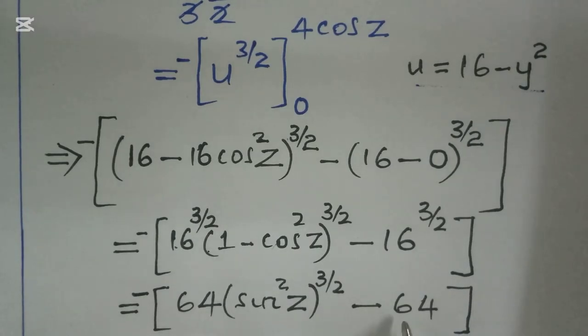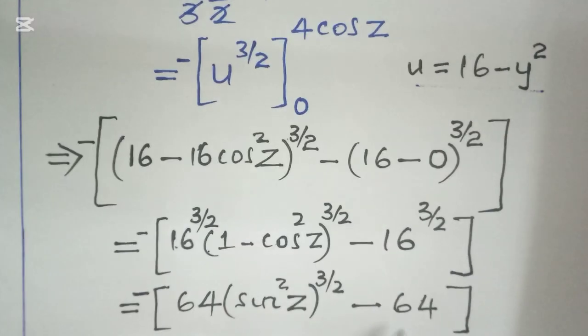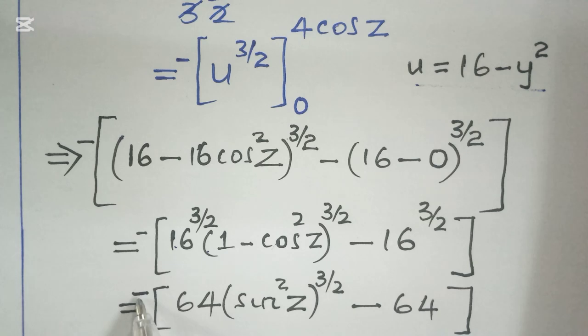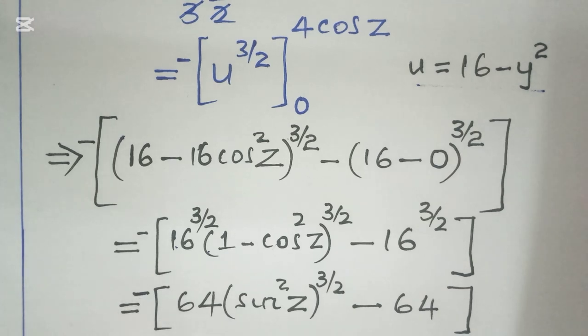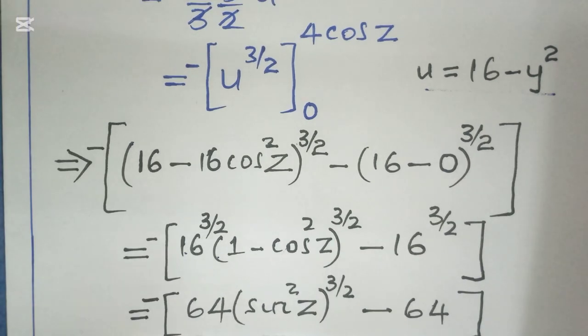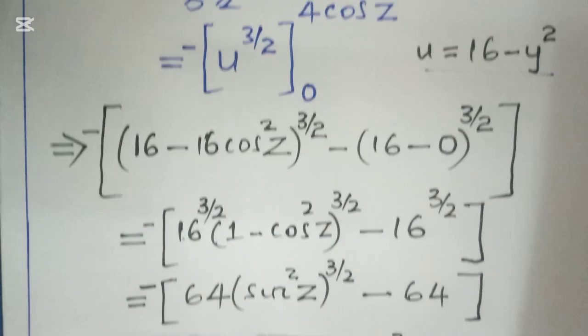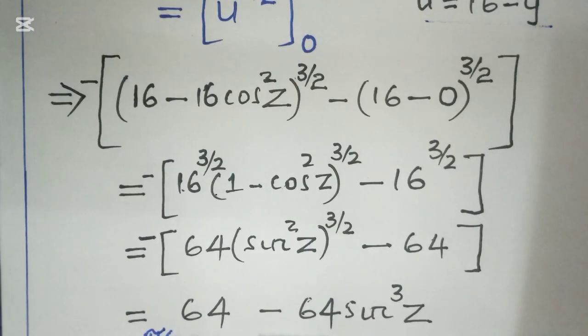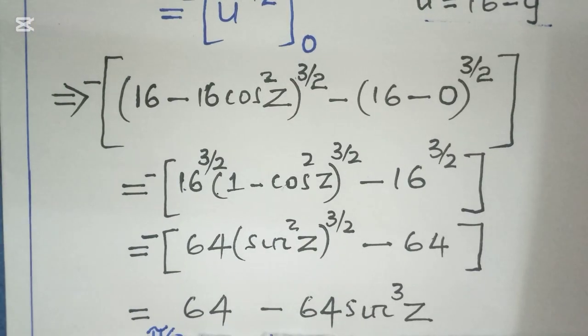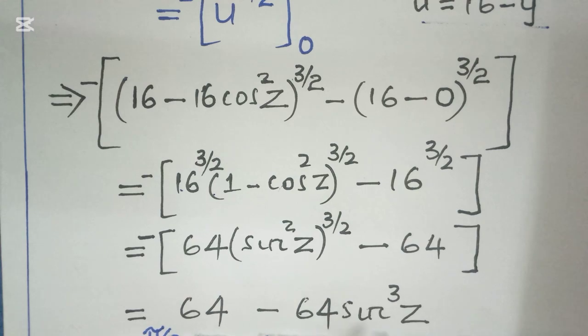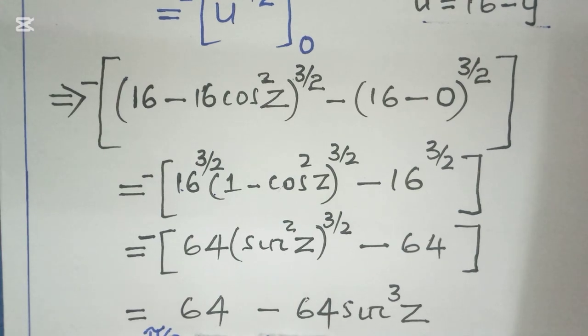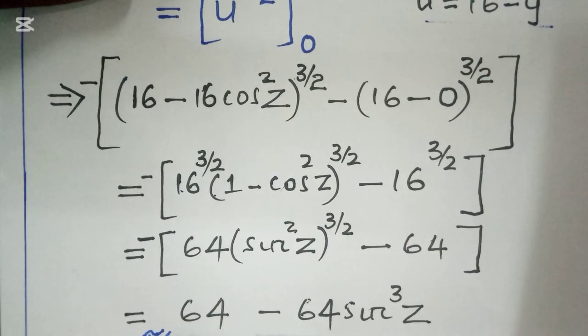And we also have another 64 here. And, guys, we also have a negative here. So, from there, guys, we can multiply this negative with that negative. We get 64. Now minus 64 sine squared z raised to 3 over 2. That's what I have done there. Here, guys, after we have done this, I now go to the third integration.